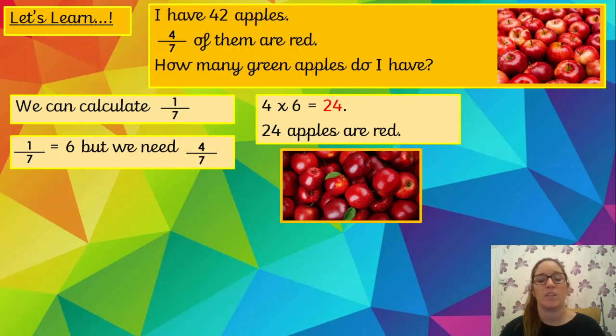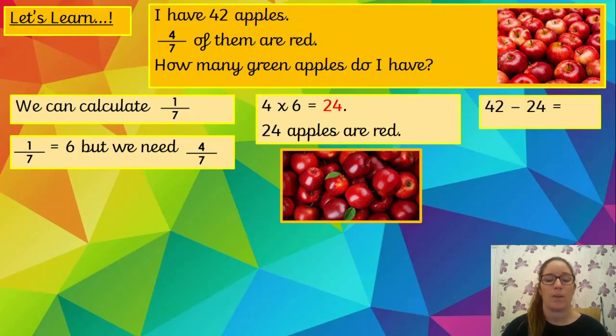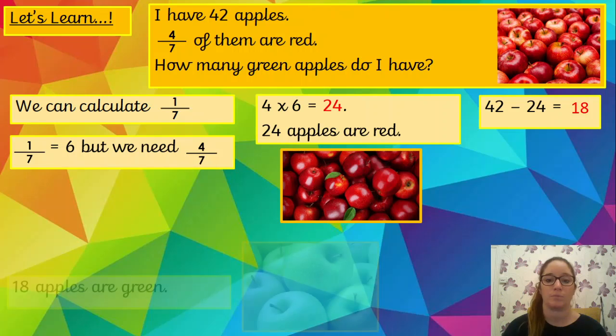So let's reread the question. I have 42 apples, 4/7 of them are red. How many green apples do I have? Well, I know that we've got 24 red apples. How many green apples have I got? Well, we started with 42 apples and we know that 24 of them are red, which means that 18 of them are green, because 24 add 18 is 42.